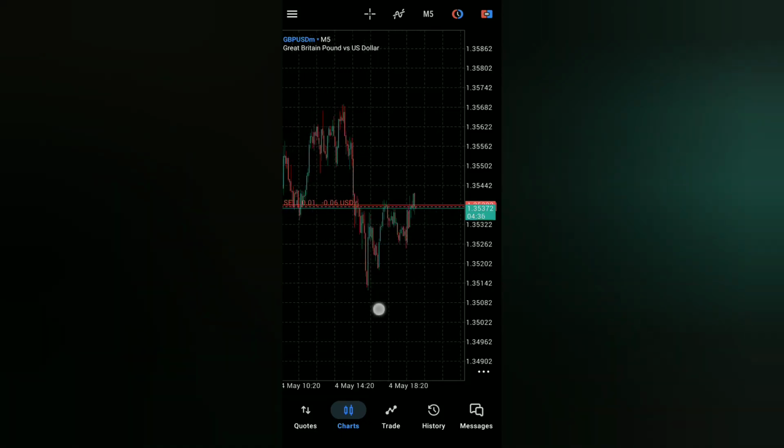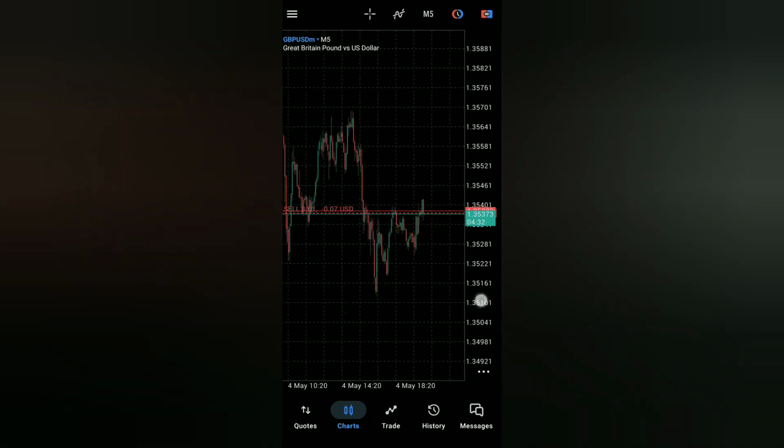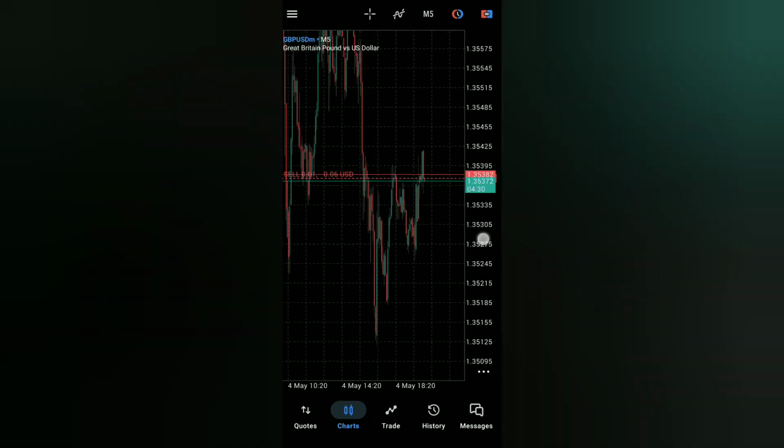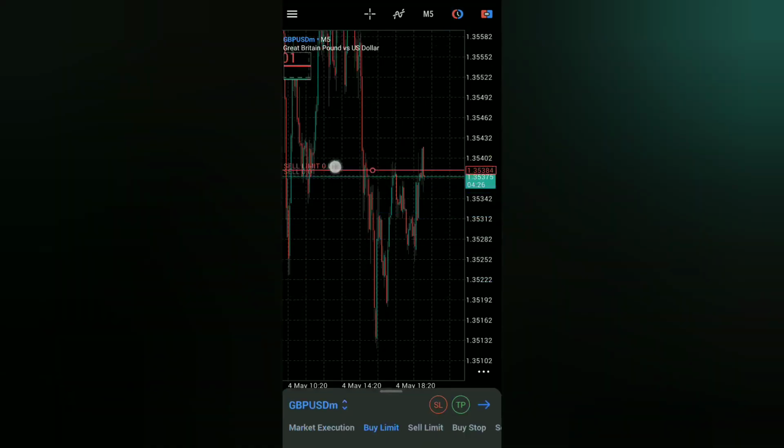Once you enter, you'll be at a loss first. Why? Because of spread. Normally I need to measure that spread. So before I make any entry, I'll measure the spread. For now, let me measure this spread. Just measure this blue line and come to this SL.